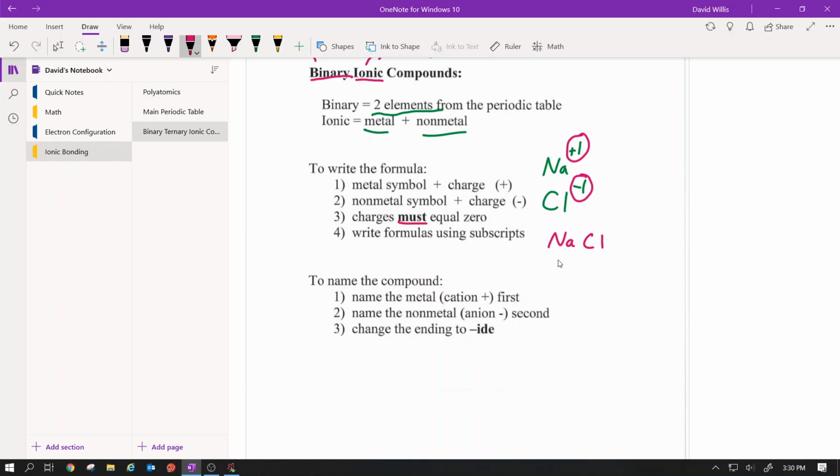Let's see, what did we do on the other page? We did calcium chloride, CaCl2, or CaO, or Al2O3, any of those, and that just tells you the number of atoms of each type.